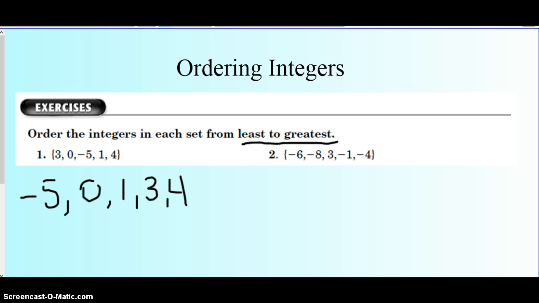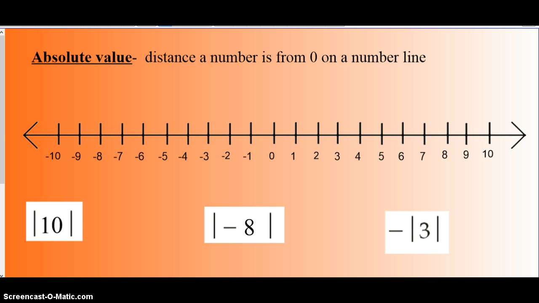If you want, you can pause the video here and try problem number 2 and see if you can order them from least to greatest. In this data set, we have -6, -8, 3, -1, -4. The smallest value in this data set is -8. And then we have -6, -4, -1, and 3. Did you get those correct?